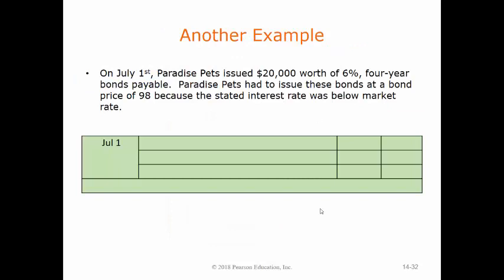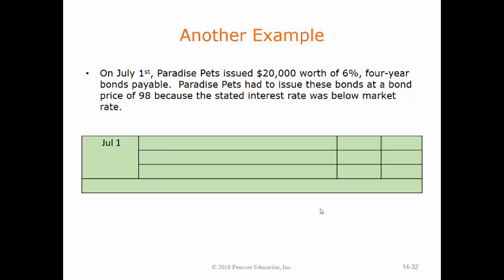Let's do another example, and we'll see that Paradise Pets has issued $20,000 worth of 6% 4-year bonds payable, and they had to issue these bonds at a market price of 98 because the stated rate of interest is below the market rate.